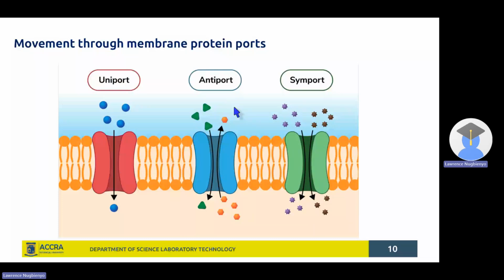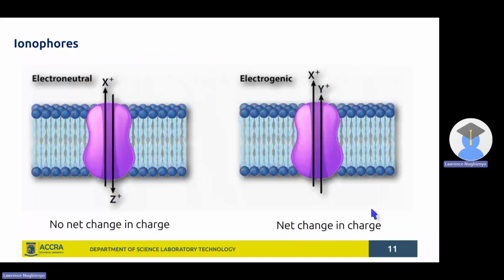So that's an antiport. A symport will have two or more substances which are moving in the same direction. So you have these violet and brown stars depicting different substances, but these substances are moving from the same location, in the same direction, through that membrane protein. That is a symport. So you have these types of protein ports as well for transportation in different directions. Then we have also what we refer to as ionophores.